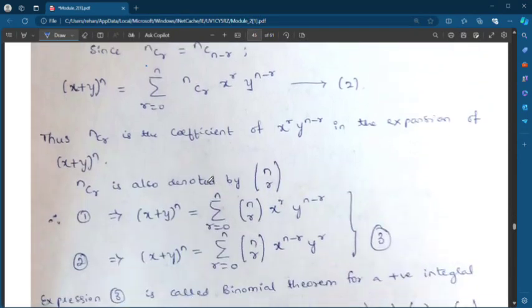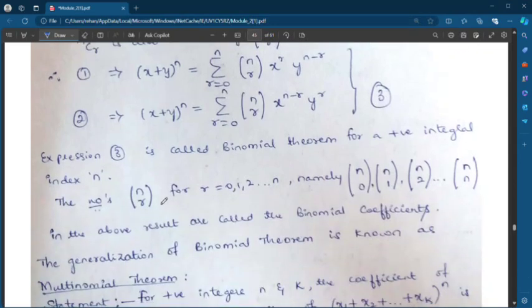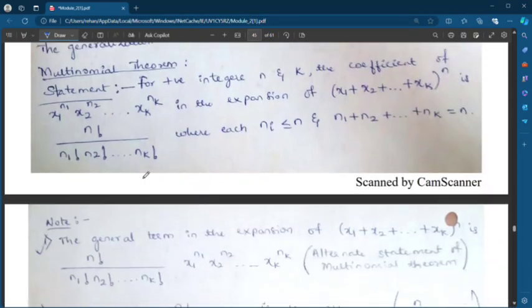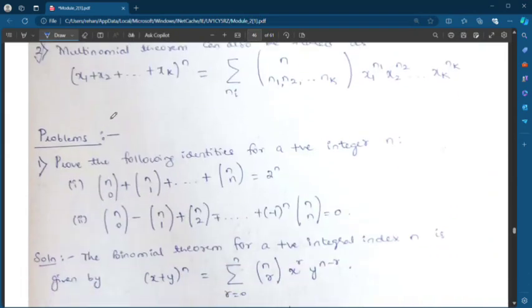Remember, they will ask not only x plus y; sometimes it will be x plus y plus z also. So these are the expressions of the multinomial theorem, in which there are more than two terms, like x plus y plus z, a b c d e f g, like that. But we don't want that.